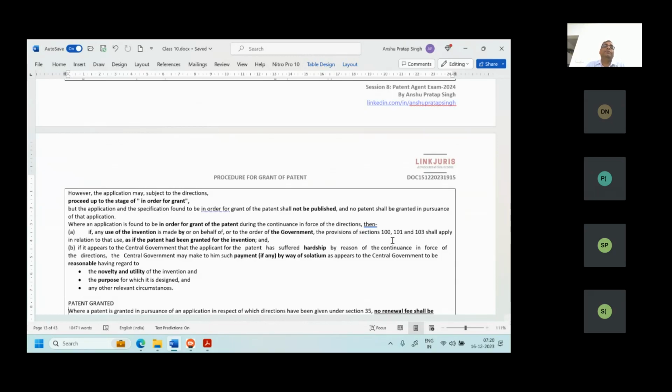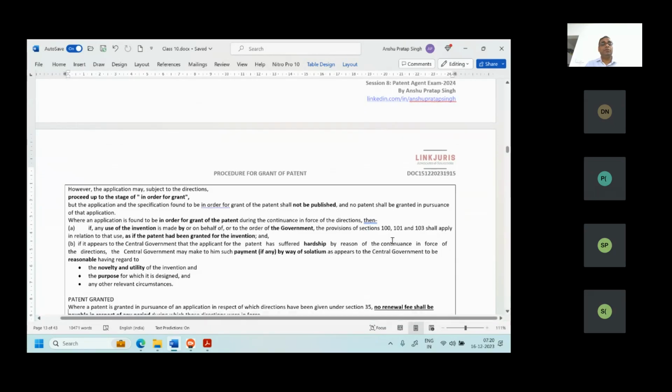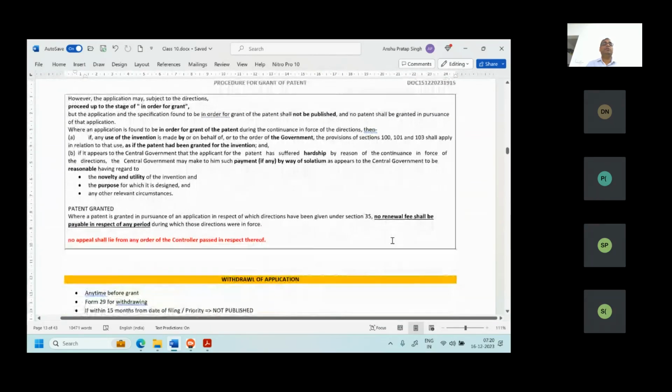However, because of this, if you are suffering hardship, that is you are losing money and other things, that is government is of the view that government is using it under section 100, 101, 103, then yes, you are entitled to get a solatium, and the solatium will be reasonable based on the following factors: novelty and utility of the invention, purpose for which it is designed, and other relevant circumstances whichever is considered fit for by the central government.